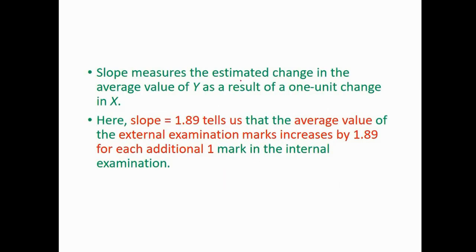Slope measures the estimated change in the average value of y as a result of a 1 unit change in x. So here the slope 1.89 tells us that the average value of the external marks increases by 1.89 for each additional 1 mark in the internal examination marks.